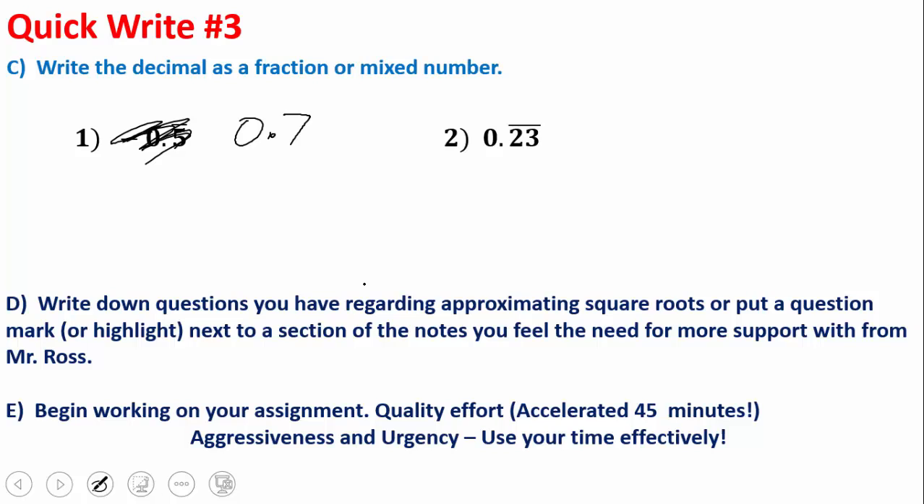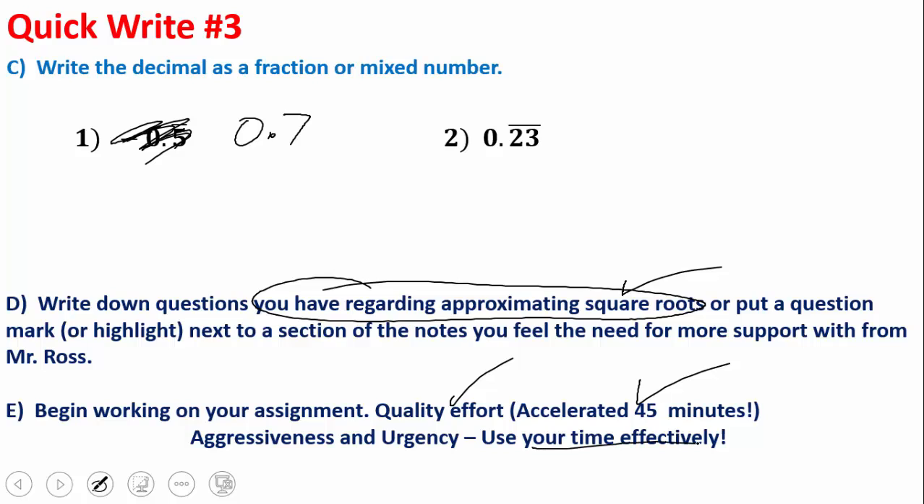Make sure you come to class with questions regarding approximating square roots, because that's the most important part about this lesson, because it's really going to be helpful in our last lesson of the year when we're using Pythagorean theorem. So approximating square roots, come to class with questions, finish your 45 minutes with quality effort, using your time effectively. Obviously, all these things that I talk about on a daily basis, put them to practice. It will be helpful in the future, I promise.